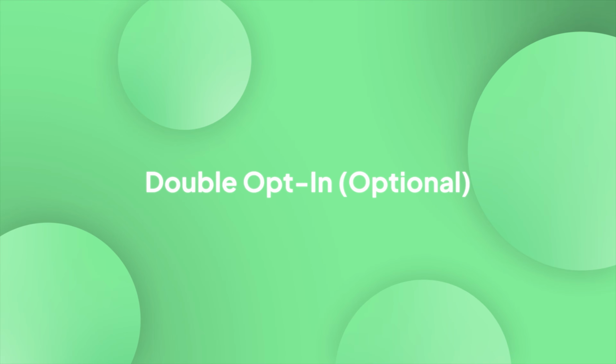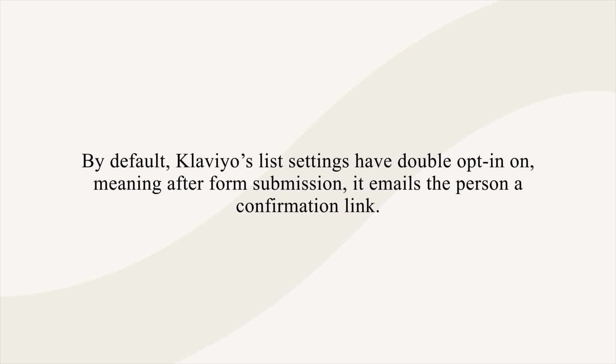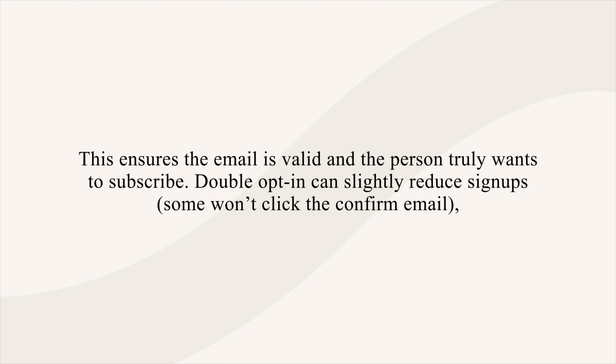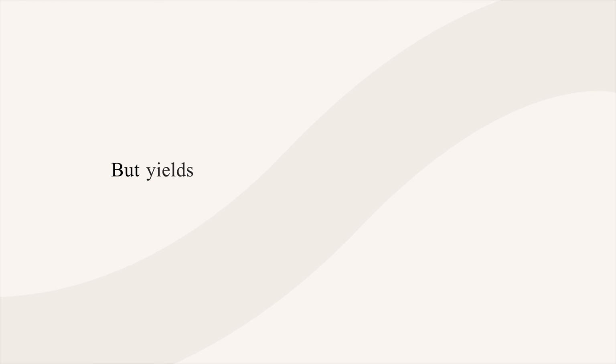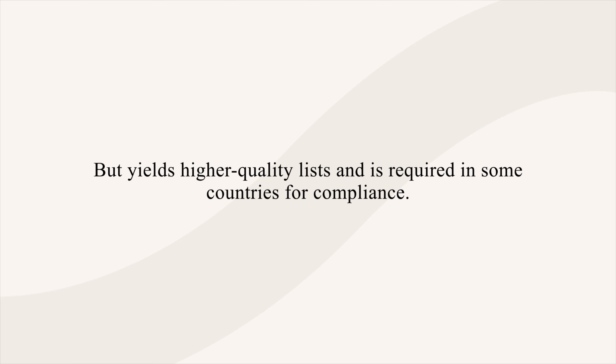Double opt-in, optional. By default, Klaviyo's list settings have double opt-in on, meaning after form submission, it emails the person a confirmation link. This ensures the email is valid and the person truly wants to subscribe. Double opt-in can slightly reduce signups, since some won't click the confirm email, but yields higher quality lists and is required in some countries for compliance.